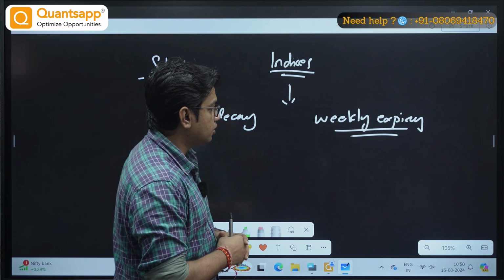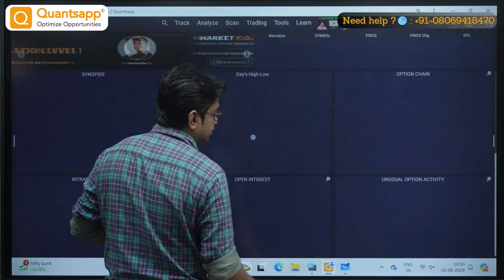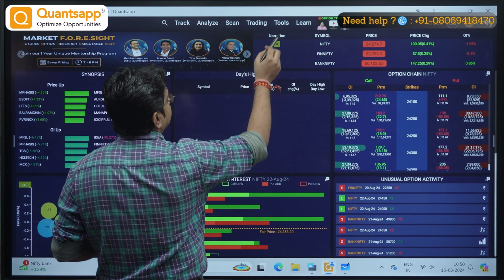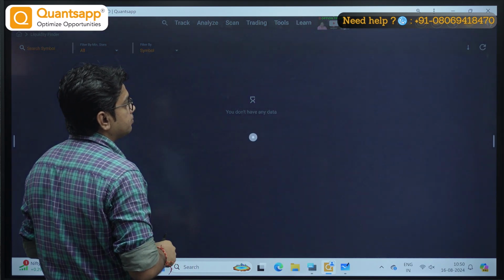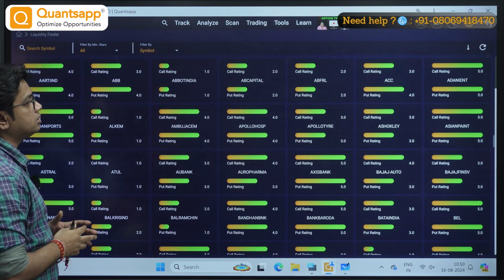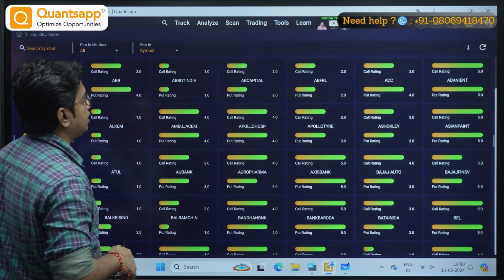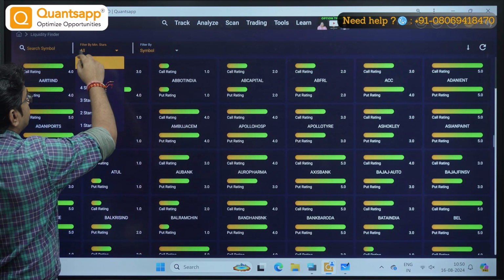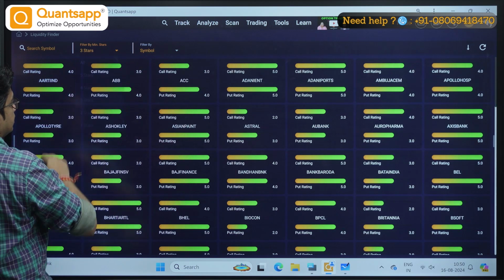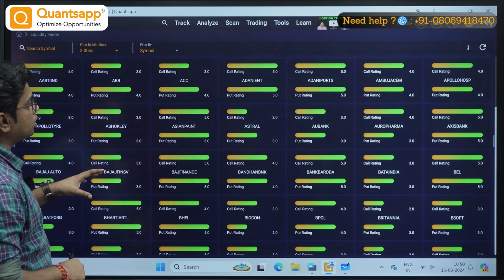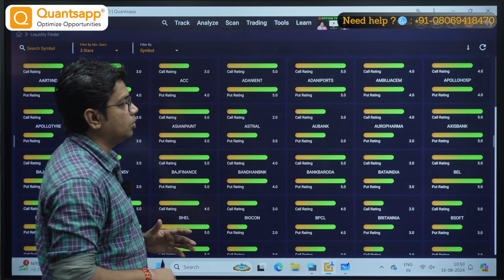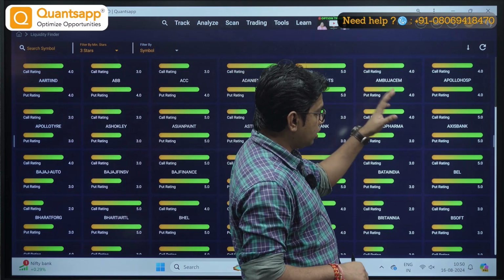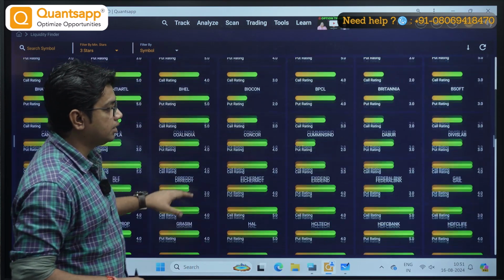For the liquidity finder, just go to the Quantsapp application. Under tools, you will select liquidity finder, and always choose stocks which are above 3-star rating. Filter by minimum star, click over here and select 3-star. All the stocks shown will be at least 3-star and above, and these will be liquid stocks.